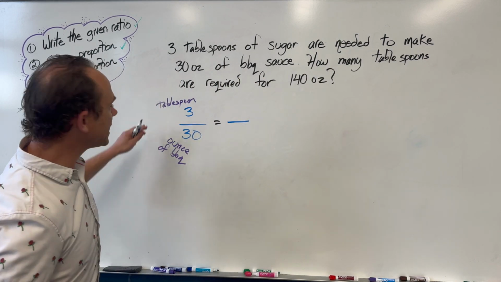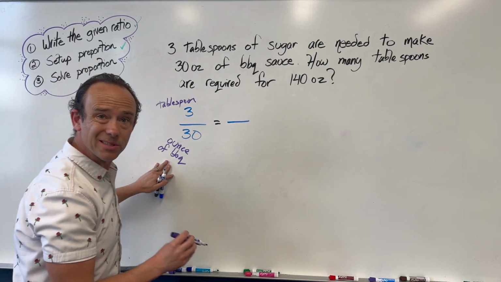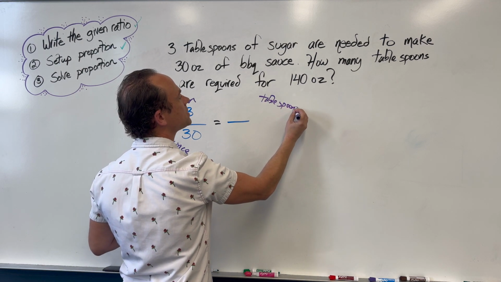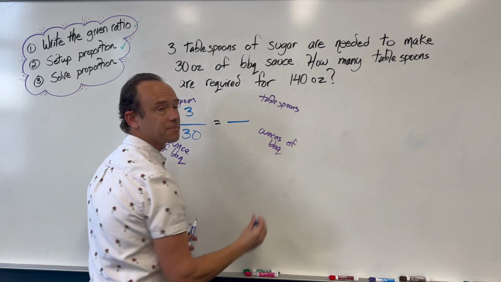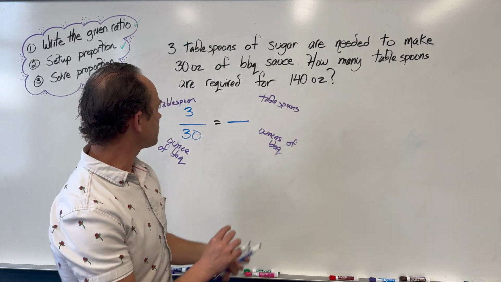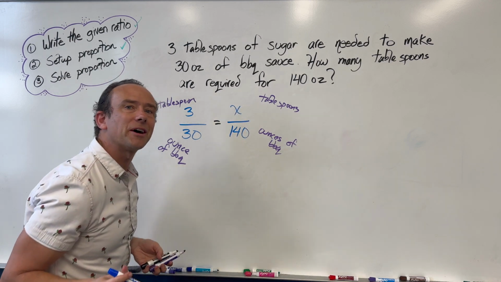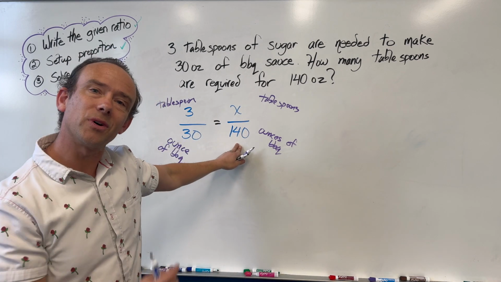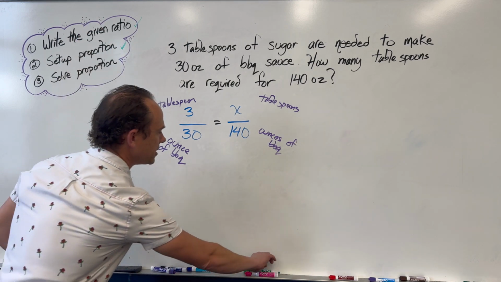And let's fill in this side. Now again, we've got to be consistent. So if the ratio we use is tablespoons to ounces of barbecue sauce, then over here we've got to do the same. It's got to be tablespoons to ounces of barbecue sauce, all right? So let's look here. It says how many tablespoons are required for 140 ounces. So it's giving us 140 and it wants us to figure out how many. So 3 is to 30. If that's the ratio we need to match, what would be to 140, right? So that's set up the proportion, write the proportion, already got the check marks.